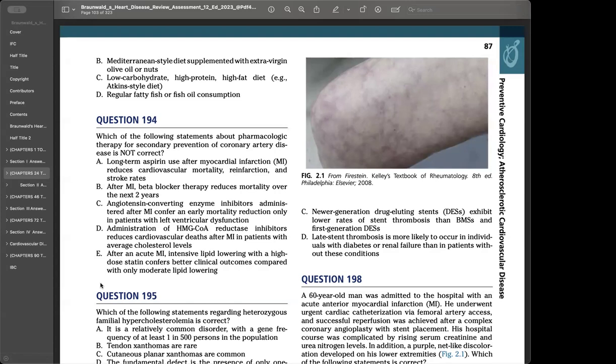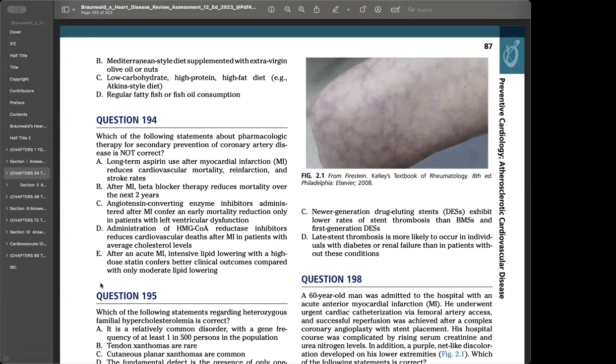Then option B, after myocardial infarction, beta blocker therapy reduces mortality over the next 2 years. Yes, beta blocker use following an acute MI was found to reduce long-term mortality in about 23% of patients from studies done. And following PCI for ST elevation myocardial infarction, the American Heart Association supports the use of a beta blocker up to 2 to 3 years after myocardial infarction if there are no contraindications. So this is a true statement.